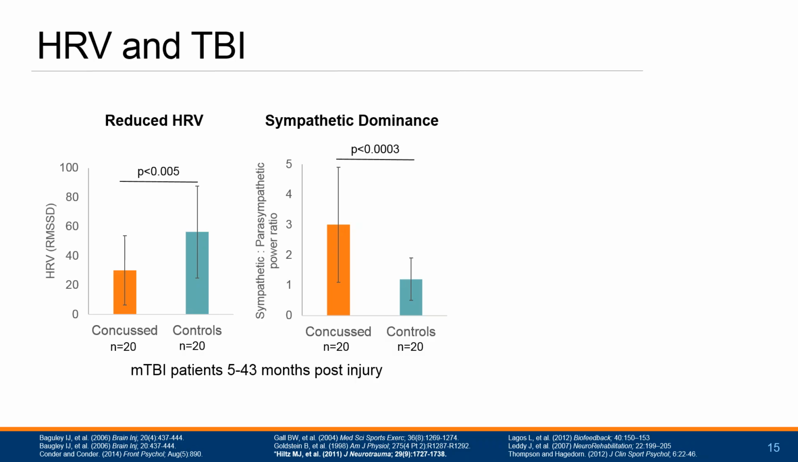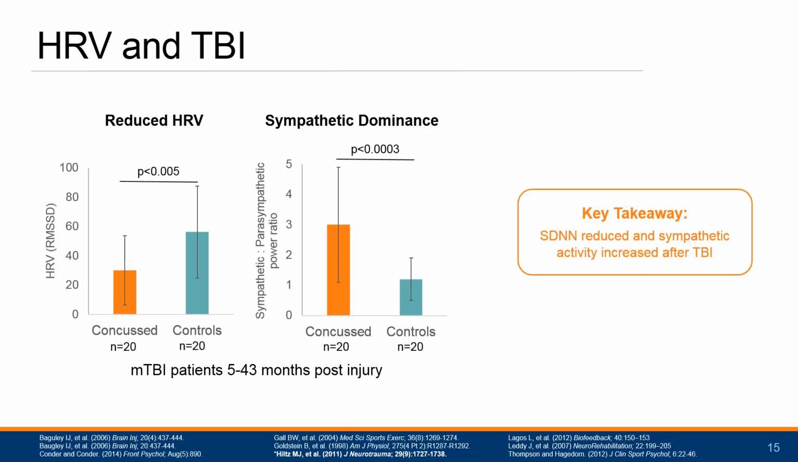And patients can come in after a concussion, maybe even after a motor vehicle accident, really just having no idea or no concept that their memory loss or their mood changes, their mood swings could be related to a car accident that they had months or even years ago. But we do see that oftentimes this sympathetic dominance occurs, a reduced heart rate variability, and that in and of itself can be causing these central nervous system changes and behavioral symptoms. So the key takeaway here, SDNN is reduced and sympathetic activity is increased after traumatic brain injury.